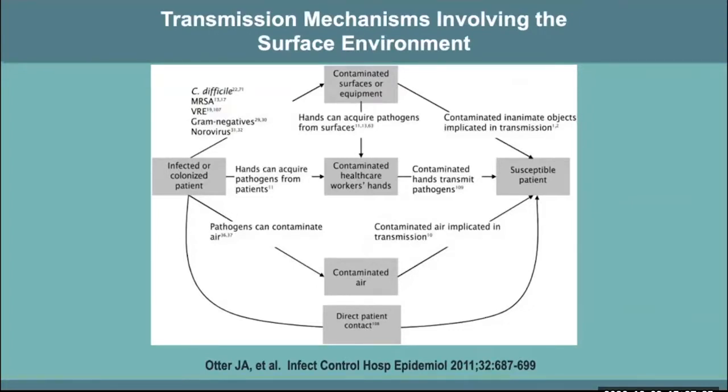So let's talk about the contaminated surface there. This is from John Otter, a friend who lives in the UK. A contaminated surface there, most common organisms, again, C. difficile, MRSA, VRE, gram-negative organisms, norovirus. They go from the infected patient. They can go directly to the susceptible patient on the contaminated hands of healthcare providers, or indirectly via contaminating a surface. Occasionally, they can go by air, but that's much less common, and even less common is direct patient-to-patient contact, since we don't have our patients two to a bed, so that's really uncommon.